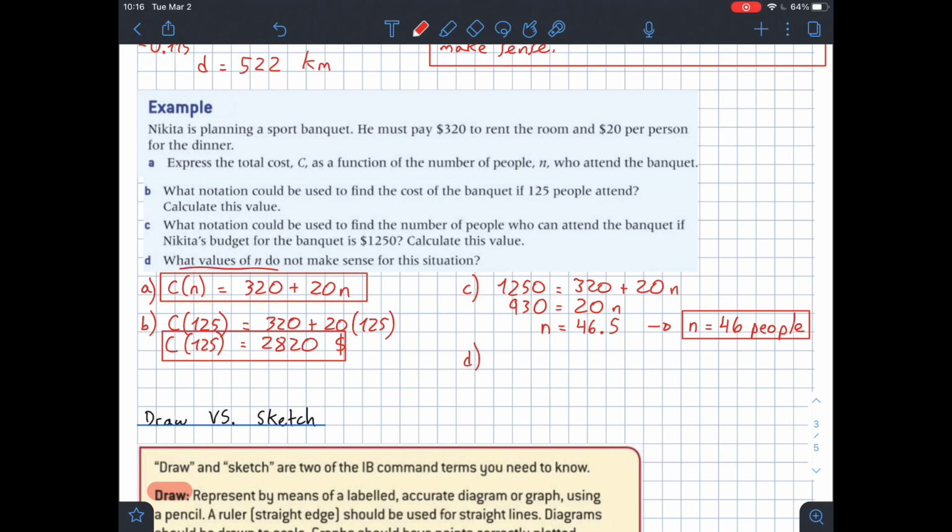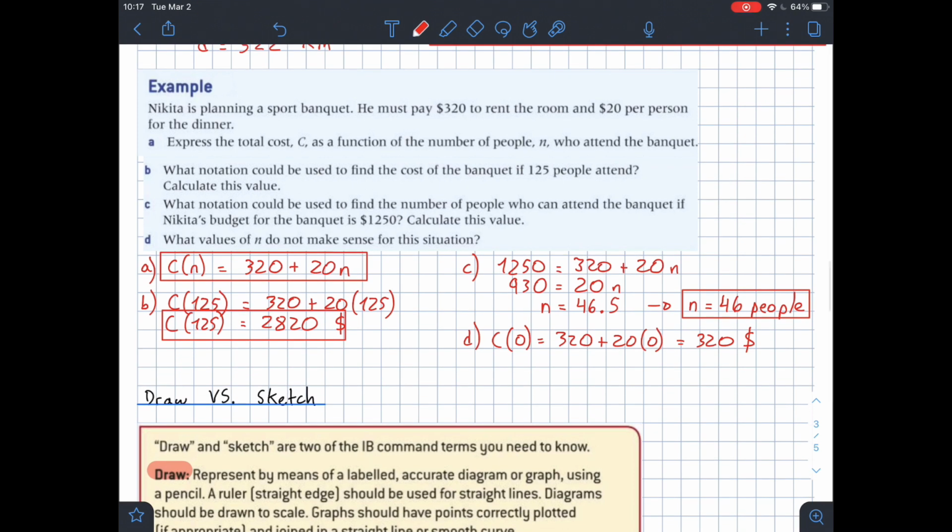Finally, for part D, it says what values of n do not make sense for this situation. Again, we would have to calculate, in this case, let me think, the maximum cost. Well, if 0 people attend, then the cost would be 320 plus 20 times 0, which would be equal to $320. But this doesn't make sense because why would we pay for something that no people are attending, right? So this value of n does not make any sense.